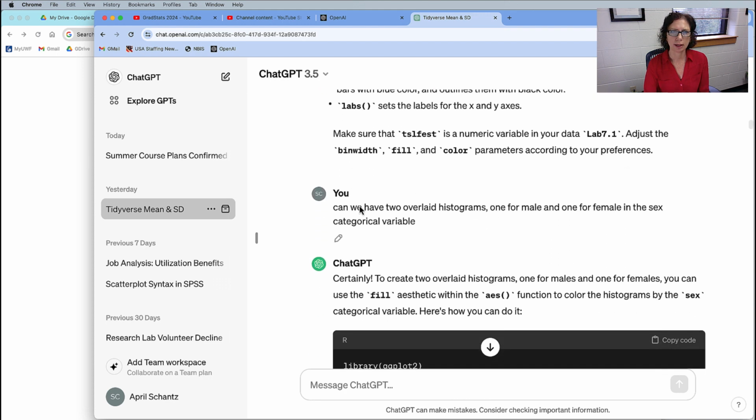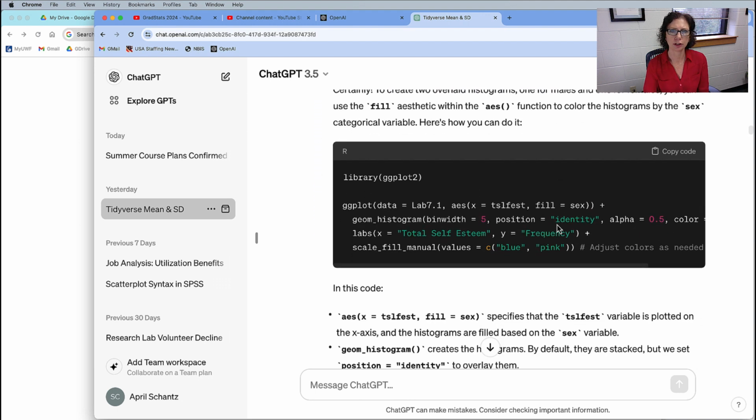And then I said, can I have two overlaid histograms, one for male and one for female, in the histogram? And it said sure, and it gave me how to do that. Said that I had to add these pieces, like position identity. And when it did that one, it was okay. It was like really right on top, like the male column was on top of the female column, so it didn't quite look like what I was after, but it did work.